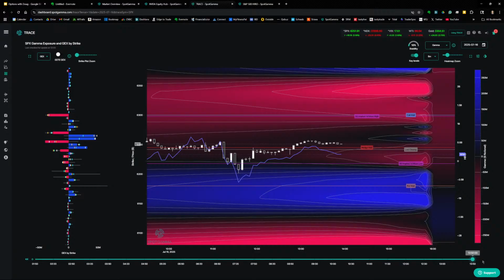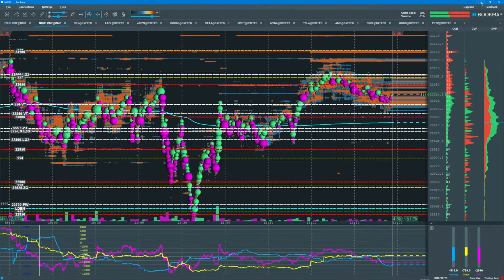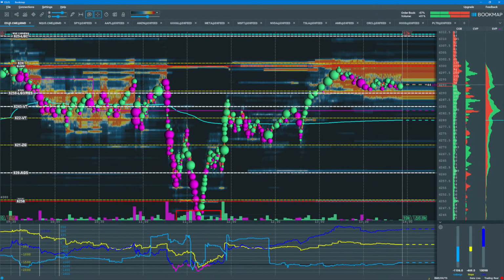And Nahal, sorry if I'm mispronouncing that, asked, what is this software? Welcome, glad you're here. So what I'm looking at right now is Spotgamma. So I'm looking at a variety of tools. These are all web-based. This is Spotgamma. This is the Spotgamma Trace Gamma Heatmap. And then this is Bookmap. So I use both of these tools, Bookmap and Spotgamma. And I've combined the two in my trading process.